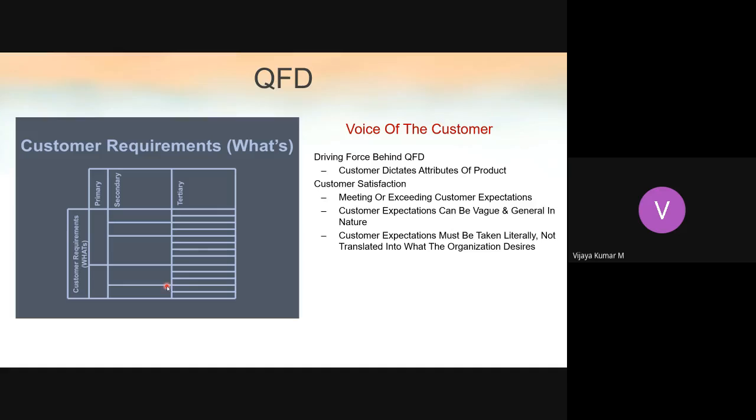Anyway, I will take one example, and then I will fill in these boxes so that you will understand. But in this case, please understand that customer requirements can be segregated layer by layer, and while going deeper, you will get the exact information about what the customer is looking for.